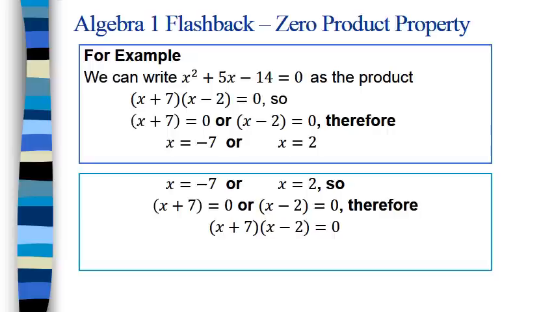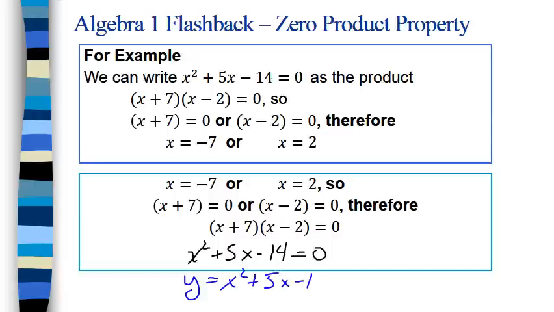our distributive property to rewrite it as x squared. X times negative 2 is negative 2x plus 7x is plus 5x minus 14 equals 0, and therefore there is a quadratic equation y equals x squared plus 5x minus 14 that has roots of negative 7 and 2. Now there are other quadratic equations that will have the same roots, and we will talk about that in class.